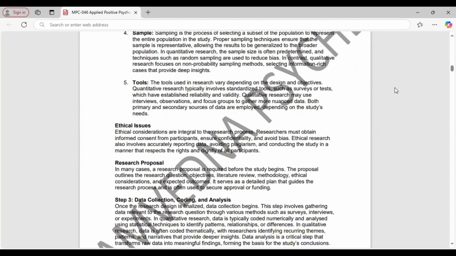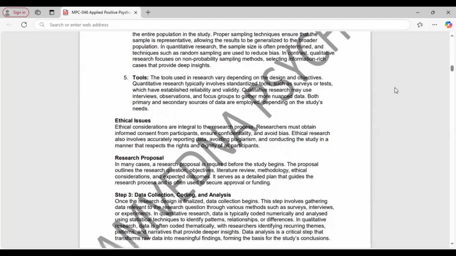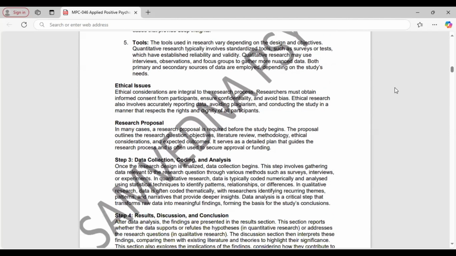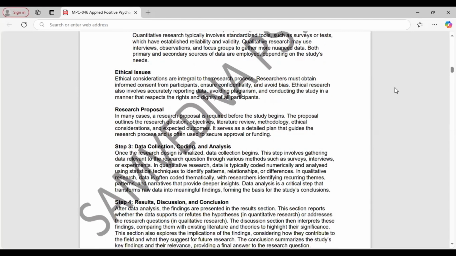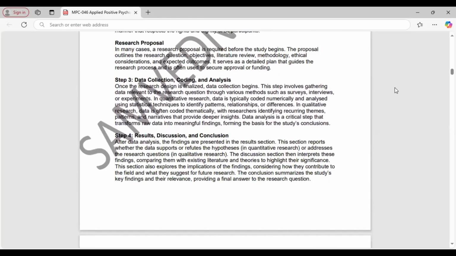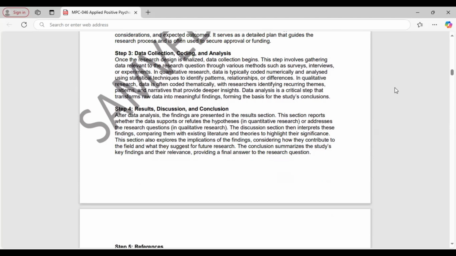Tools such as surveys or interviews are used, and ethical issues like informed consent, confidentiality, and bias avoidance are key considerations. A research proposal is often prepared outlining the research question, objectives, methodology, and ethical concerns. Step 3, data collection, coding, and analysis. Data collection follows the finalized design utilizing tools like surveys, interviews, or experiments. Quantitative research involves coding data numerically, while qualitative research codes data thematically, identifying patterns or narratives.